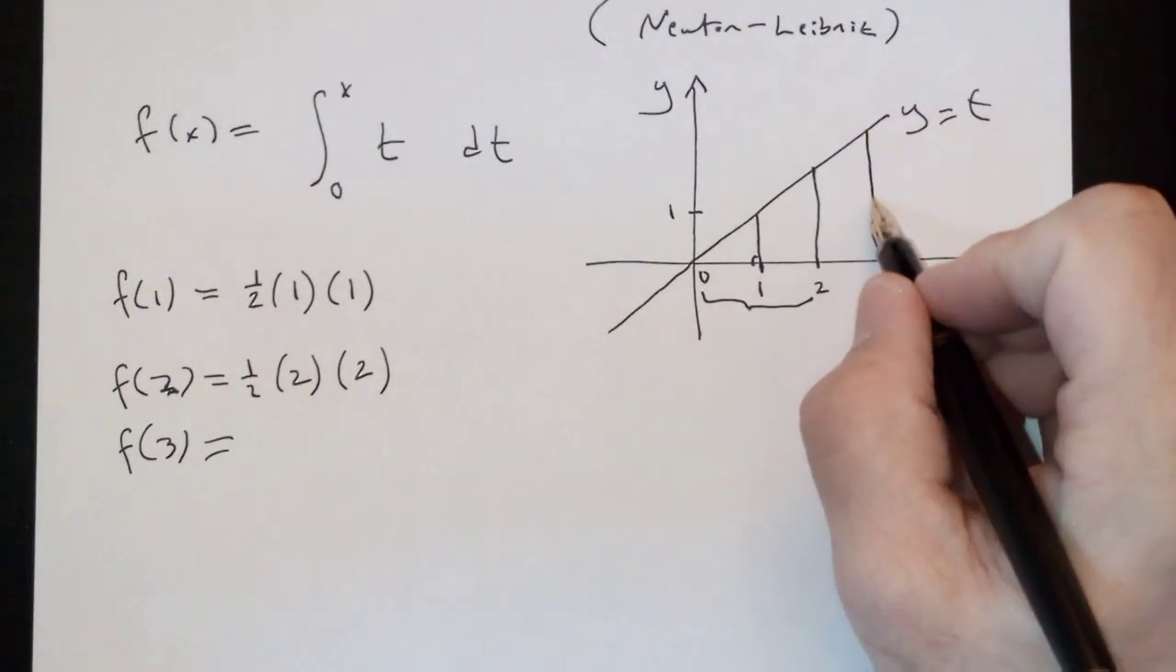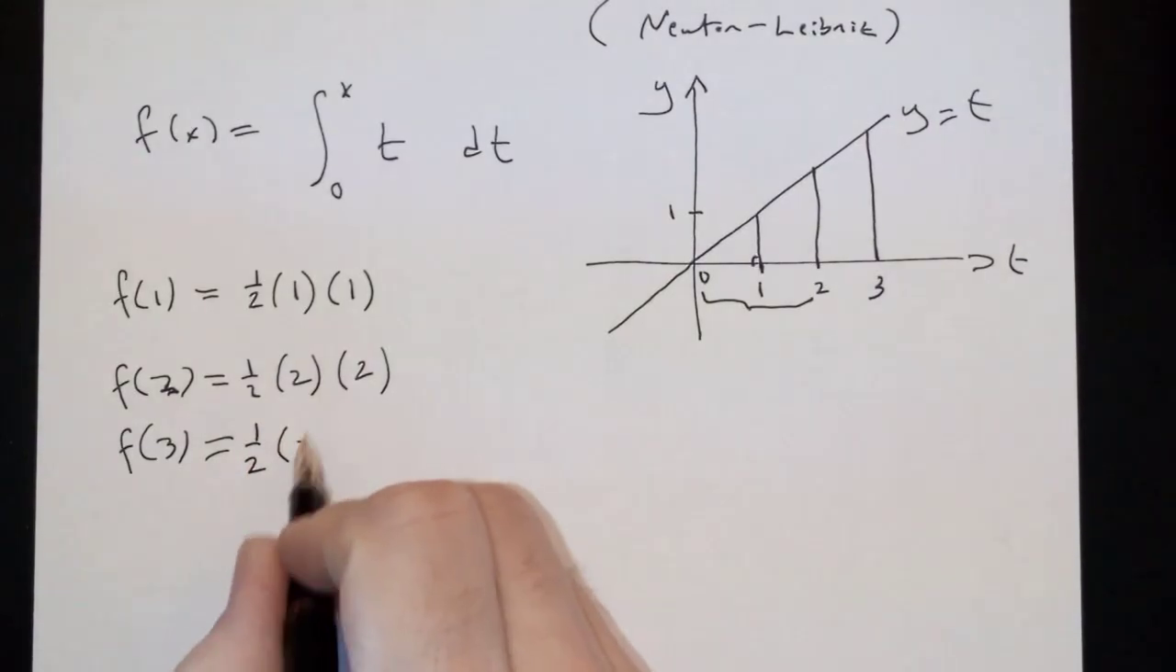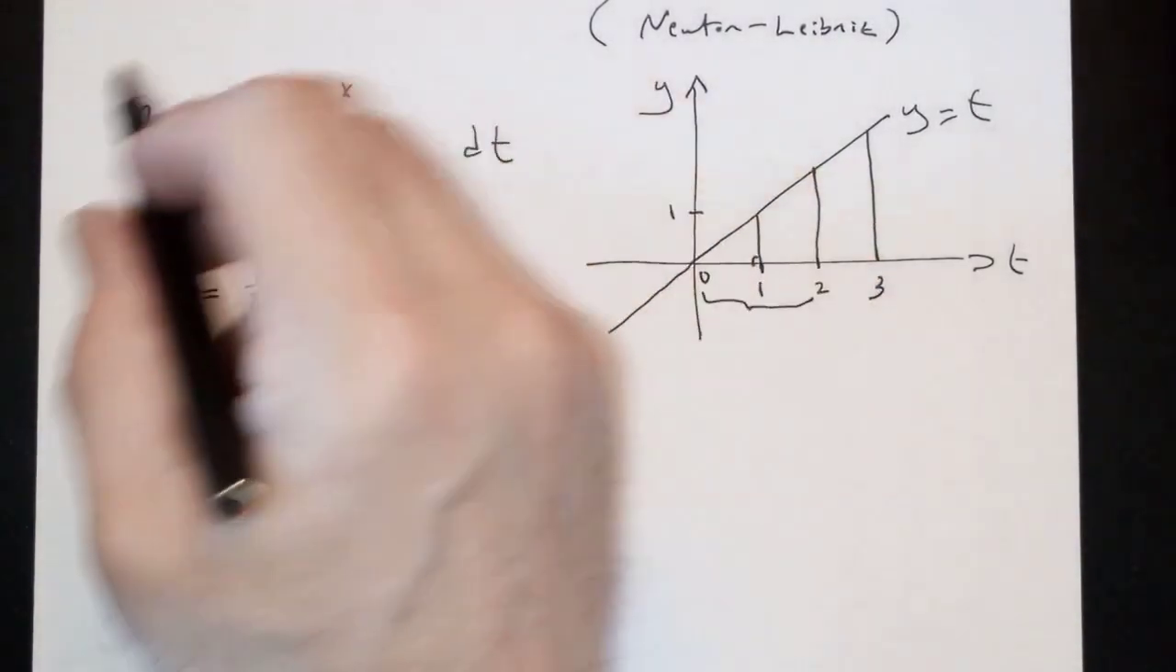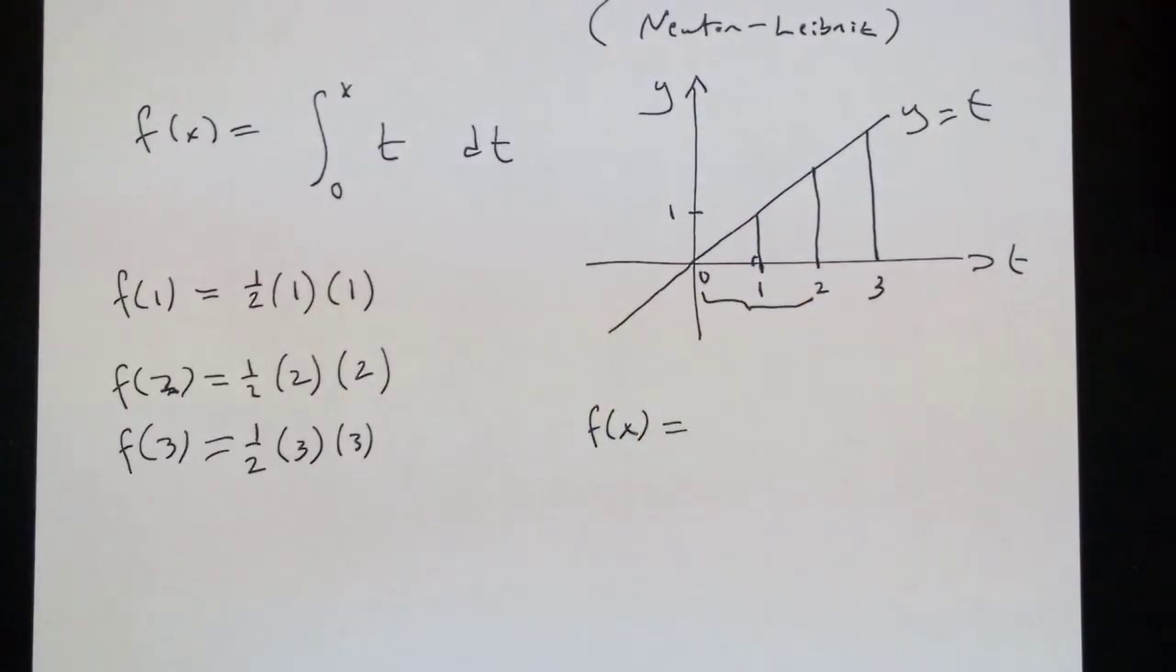When I get out to 3, now you'll notice I have not actually written the value of any of these numbers because I don't care. I want to go back up here and ask for any x, what should I get?